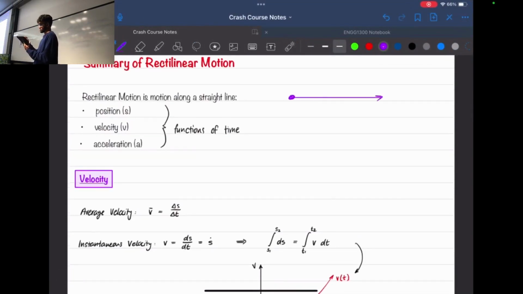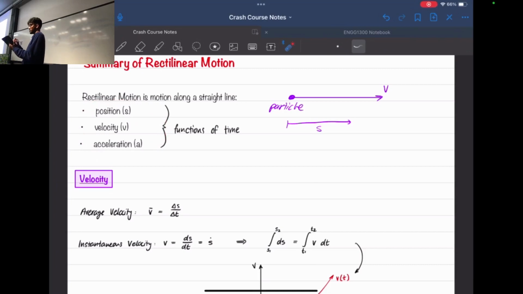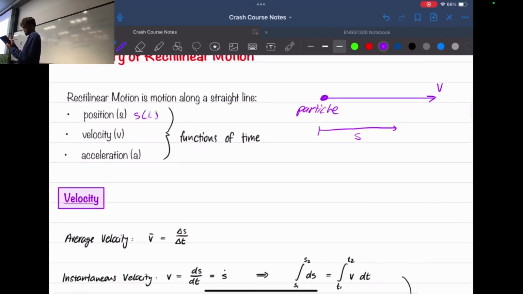So let's say there's a particle moving along a straight line with velocity v, covering some displacement s. Rectilinear motion has three different quantities that we have to worry about: position, given by s, or displacement, velocity, and acceleration. Each one of these, position, velocity, and acceleration, is a function of time. So we can say s of t, v of t, and a of t.